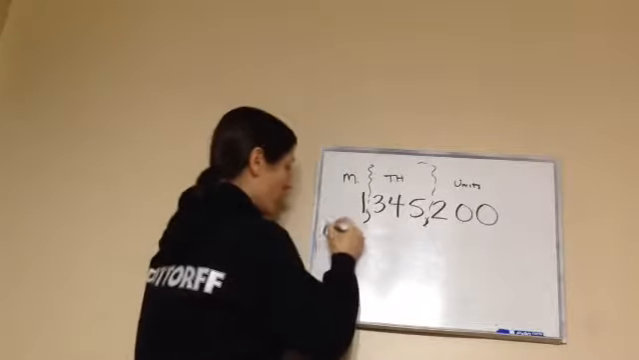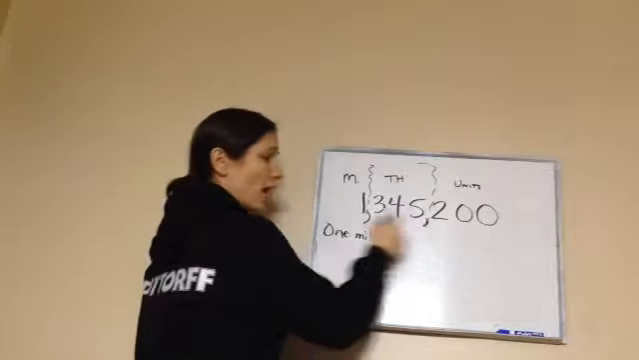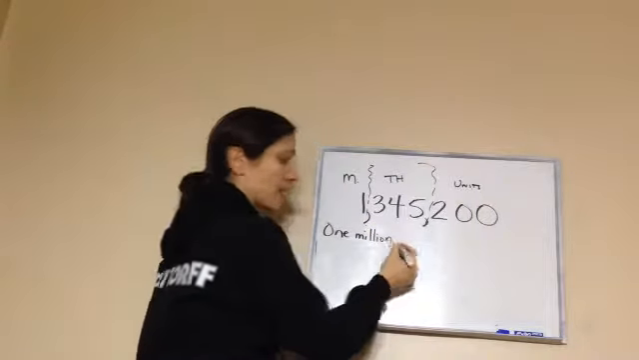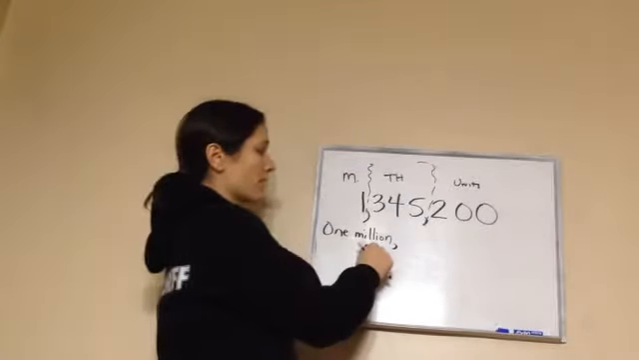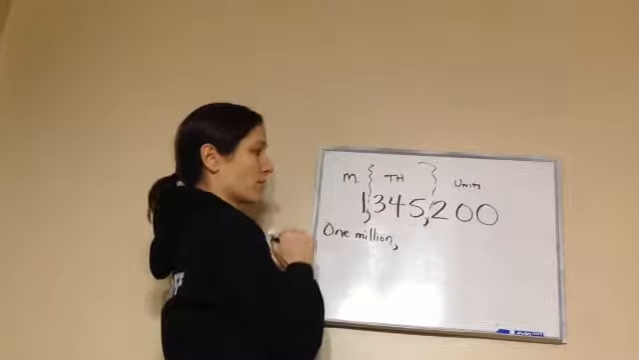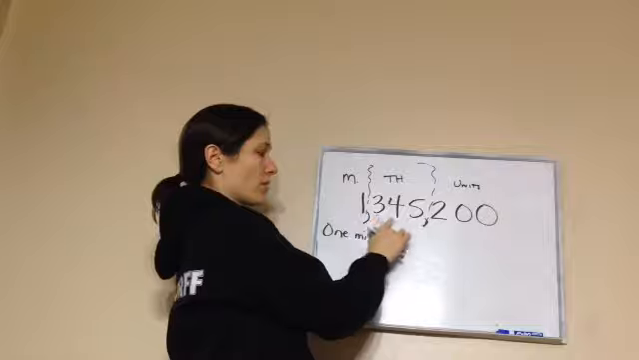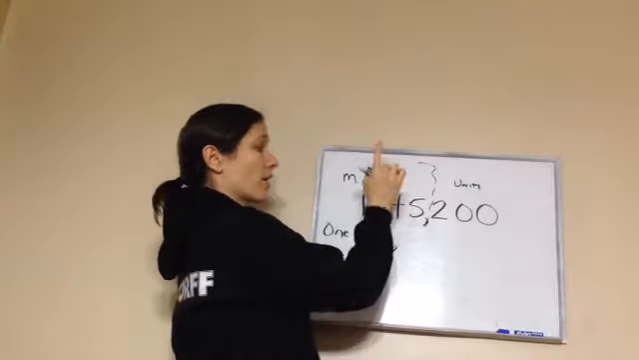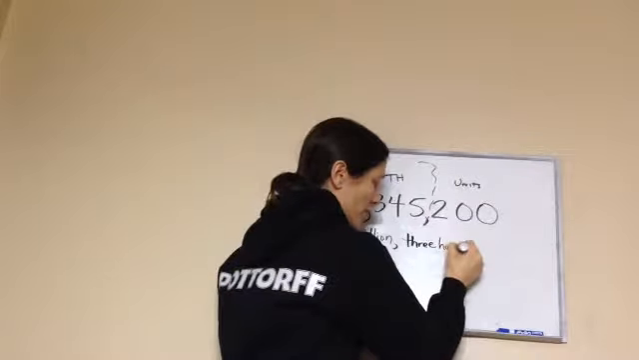Ready? 1 million. And every time you see a comma up here, you're going to use a comma down here with your words. Okay? 1 million, and then how would I say this number? Tell me how to say this. 345. 345,000. So that's what you're going to write. 345,000.